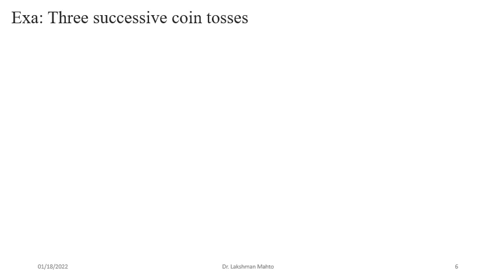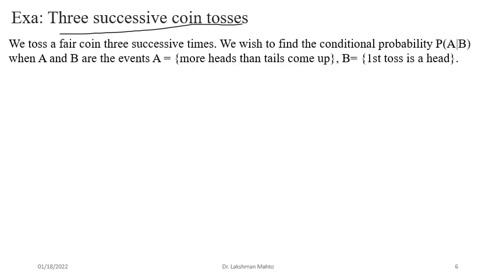Here we'll take a few examples, like taking a coin and tossing it 3 times. That means we are taking 3 successive tosses, and we will define a few events this way. I'm not saying which one is the partial information; anyone may be partial information. So we toss a fair coin 3 times, and we want to find the conditional probability of A given B. What does it mean?